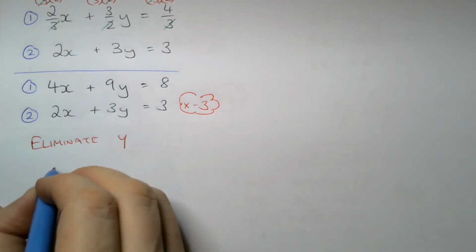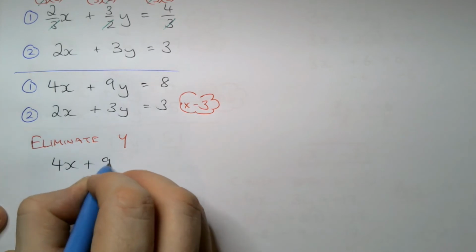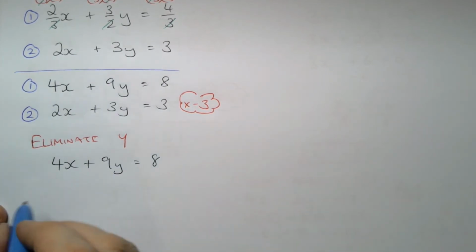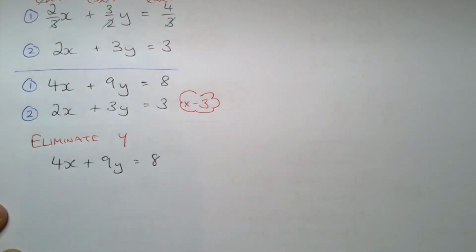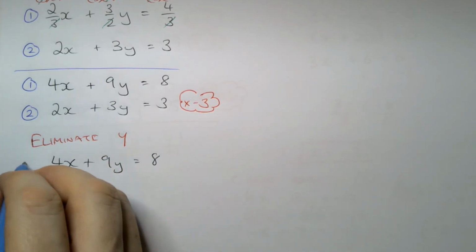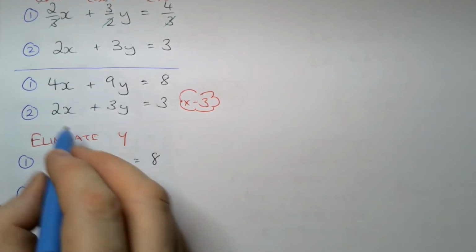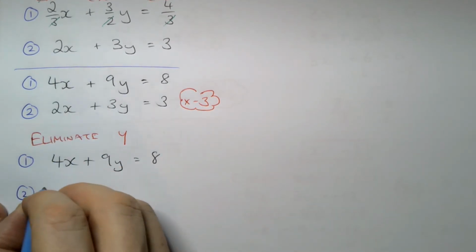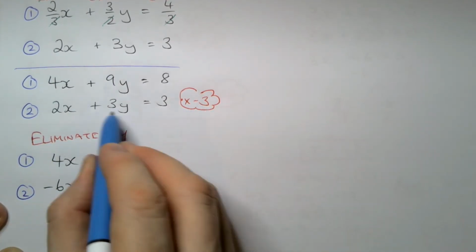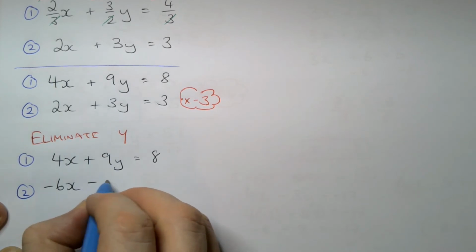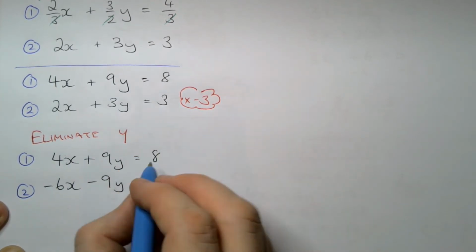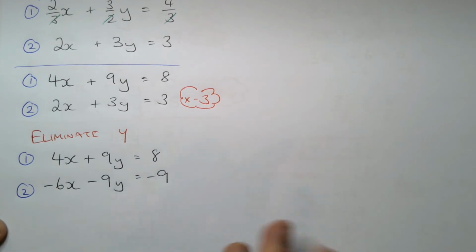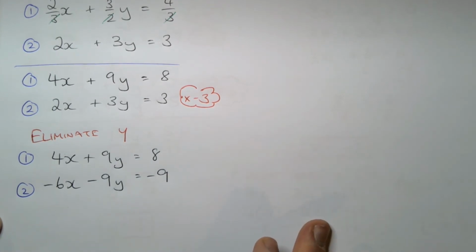So my new equation, the top equation doesn't change. My bottom equation, or equation 2, becomes 2 by minus 3. So 2 by minus 3 is minus 6x. And minus 3 by plus 3 is minus 9y. Minus 3 by 3 is minus 9. So just watch your signs. Use a calculator if you need to.